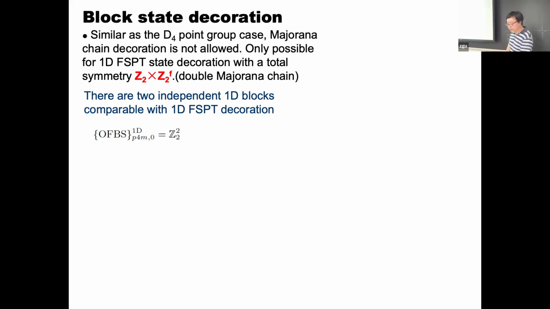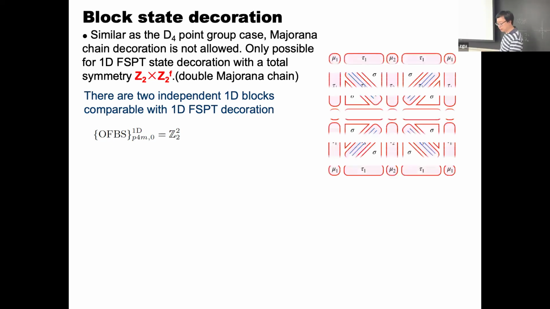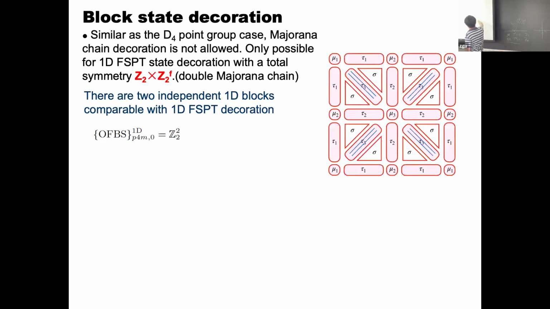So as we explained before, for the 1D block, the only non-trivial thing is the 1D fermionic SPT phase. We can decorate, but the conclusion is that now this classification becomes Z2 squared instead of a single Z2. The reason is also very simple. For example, if we just look at mu3, the reason we only have mu1 and mu3 is that these are the two types of D4 0D block. Surrounding mu3, we can do the double-mode decoration, so that's one allowed block state decoration.